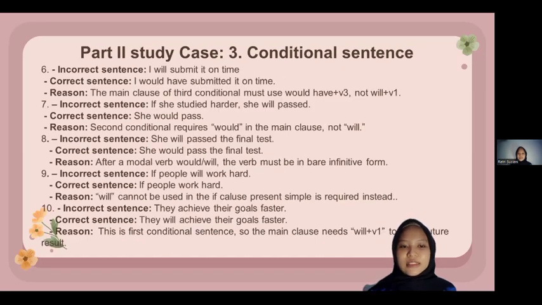Number 6 is: I will submit it on time. The correct sentence is: I would have submitted it on time, because the main clause of this conditional must use would have plus verb 3, not will plus verb 1.